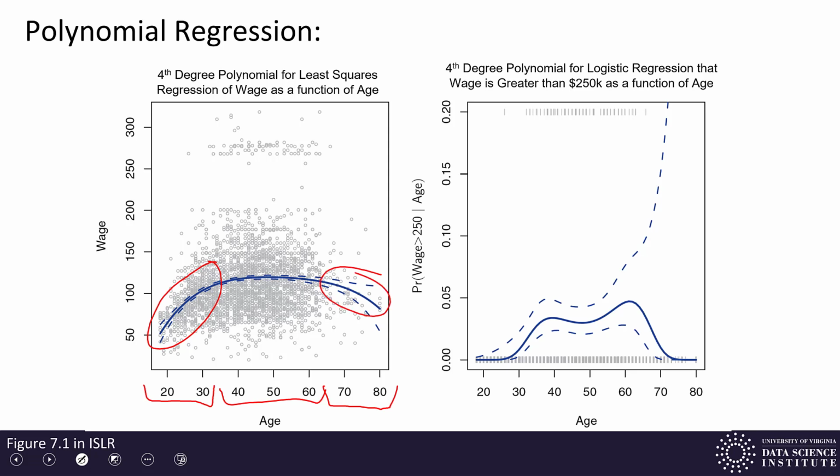On the right-hand side, we have a fourth degree polynomial used for logistic regression, to predict the probability that wage is greater than 250,000 as a function of age. We have this peak at about 40, and then this later peak. It's sort of interesting that the middle 45 to 55 range has a bit of a decrease in the probability that wage is going to exceed 250,000. But we see some interesting structure and things that we wouldn't learn if we tried to do these with strict single linear regression or standard logistic regression.